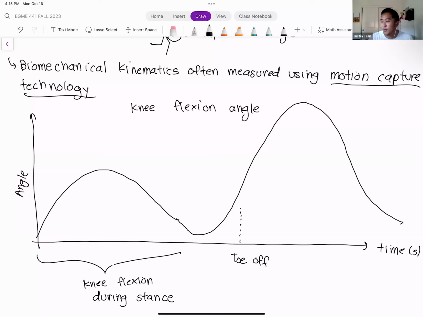And so to make sure that your whole leg clears the ground and you're able to take the next step, your knee has to flex a lot in order to make sure that you get that proper clearance. Okay.